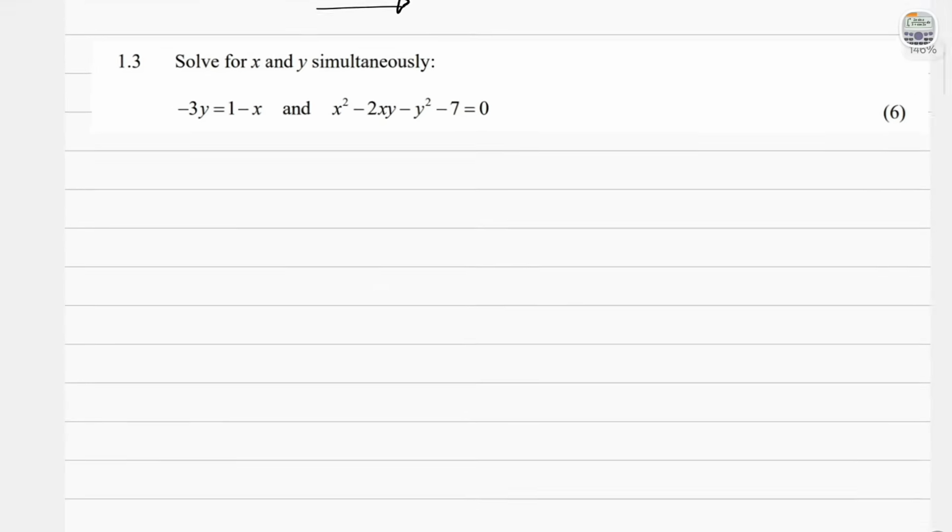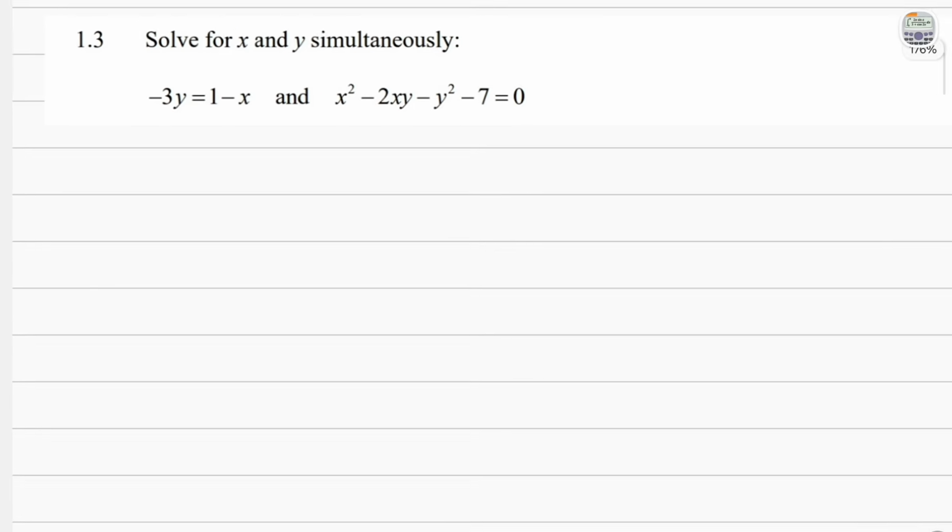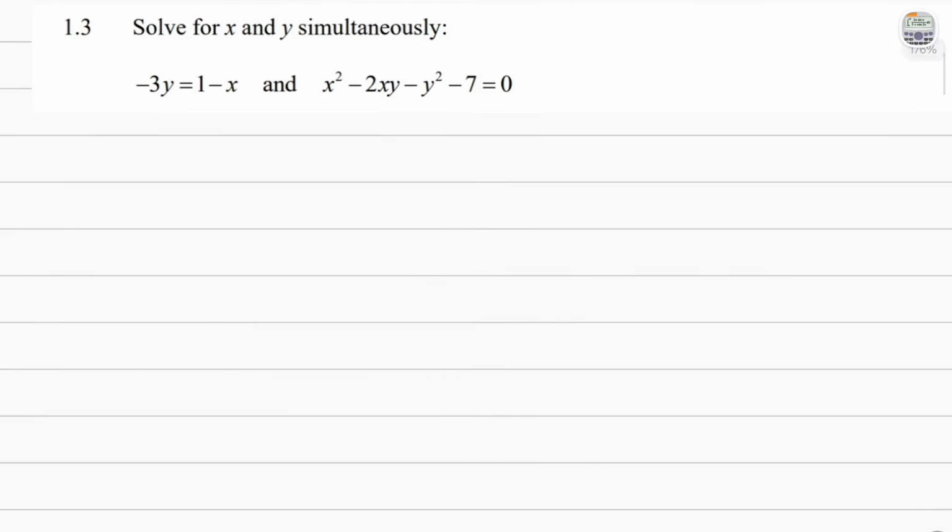Question 1.3 says, solve for x and y simultaneously, and we have two equations. You need to spot the linear, so you can work with the linear. Okay, so this is our linear equation. You can go ahead and just call this equation 1. Grade 11 method. But really, you can just take this further if you like. But let's just deal with it like this in the simple way. We'll call that equation 1 and we'll call that equation 2.